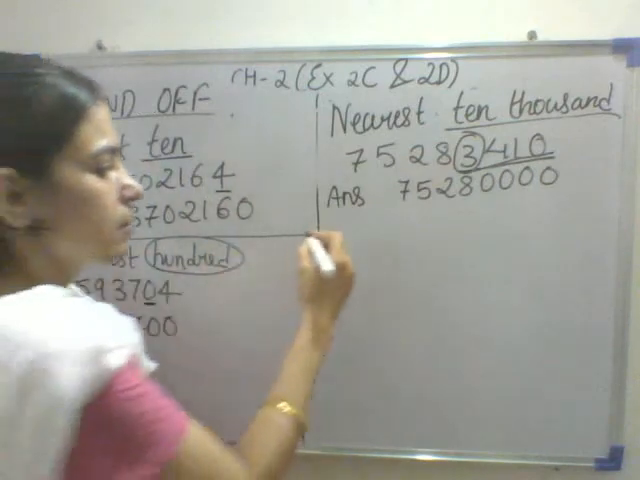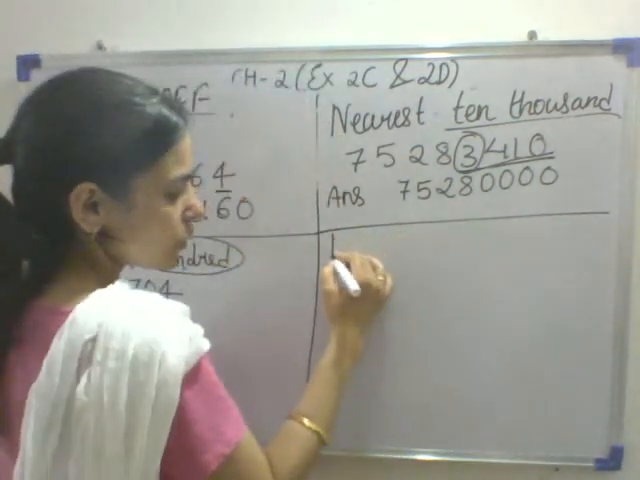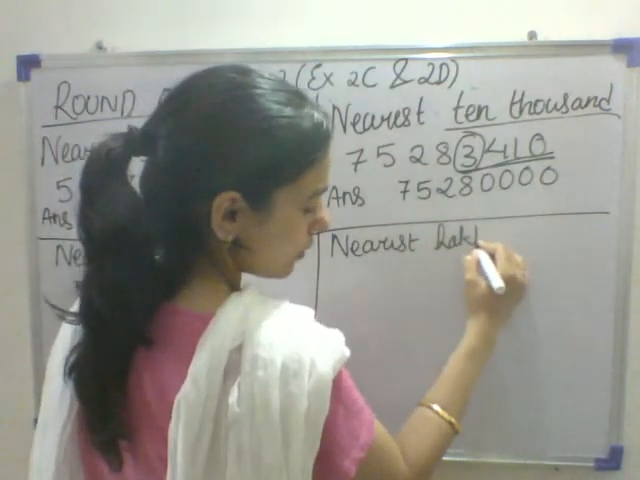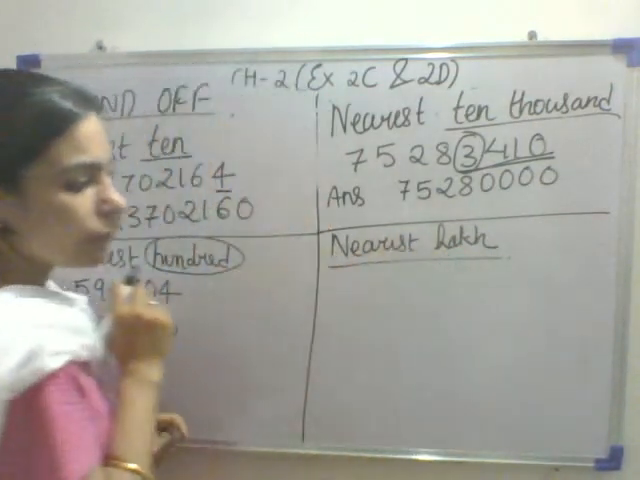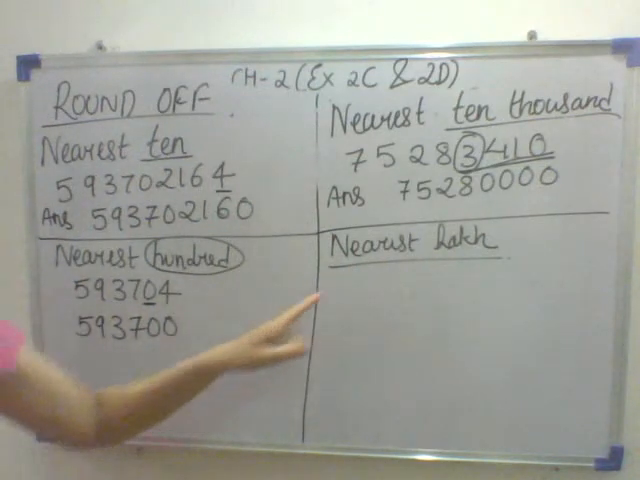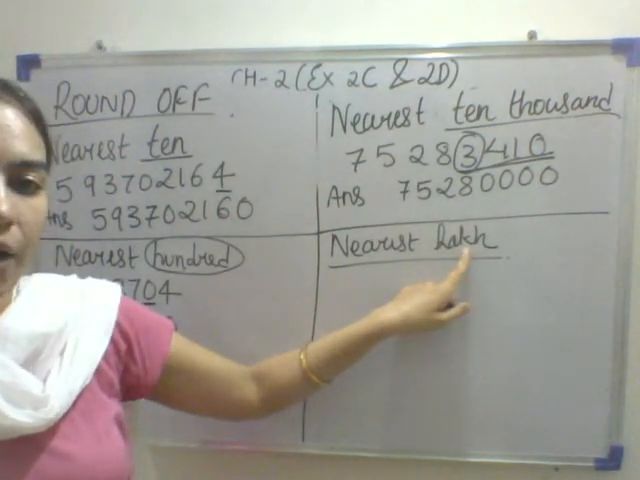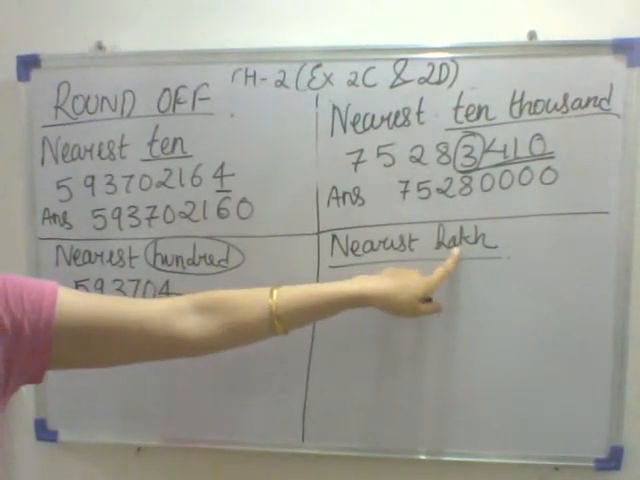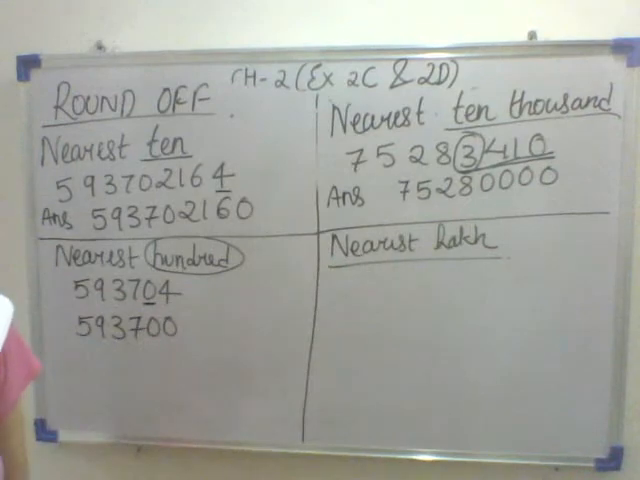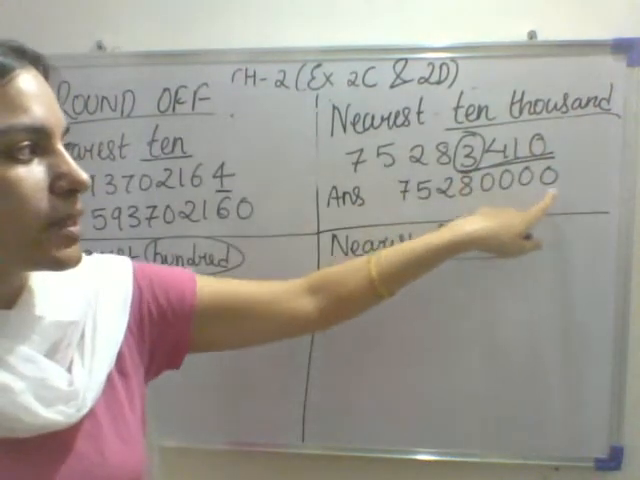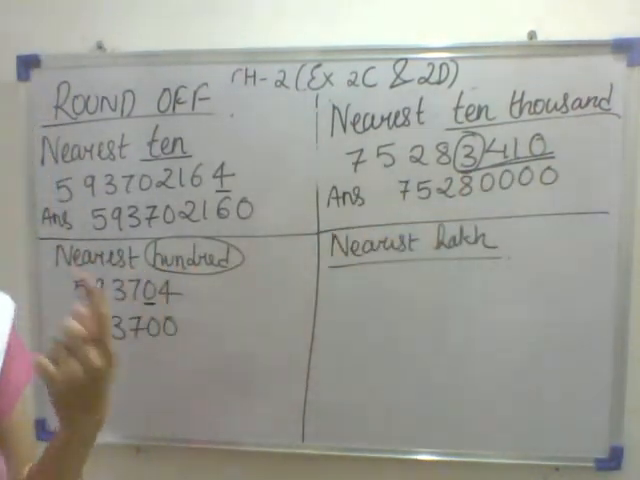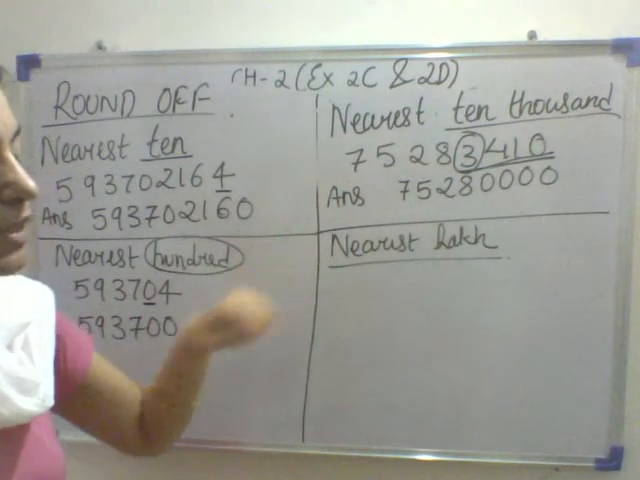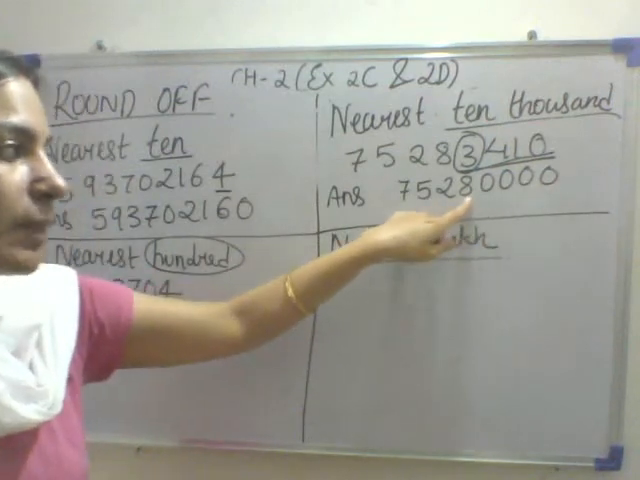The next you will be able to do on your own also. Nearest lakh. You have to round off the number to the nearest lakh. So you will look at the digit at the 10,000 place. At the 10,000 place, if the digit is less than 4, then all the digits become 0. And if the digit is 5 or more than 5, then you have to add 1. And if it is less, then all these digits become 0.